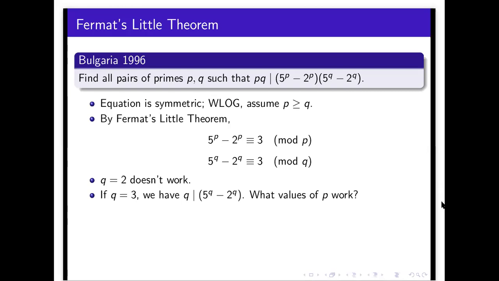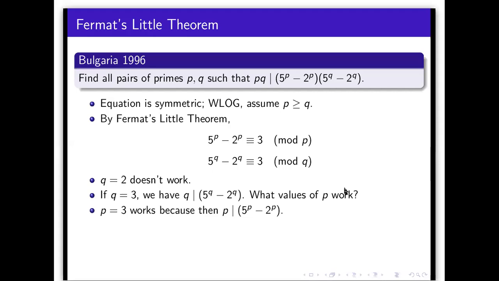Two doesn't work because of parity, right? Because 5 to the P minus 2 to the P is going to be odd, and 5 to the Q minus 2 to the Q is also odd. So that means that whole product is odd, but if Q is even, how can Q divide something that's odd? So does anyone have ideas for what values of P work? Remember that we're setting Q equals 3 here.